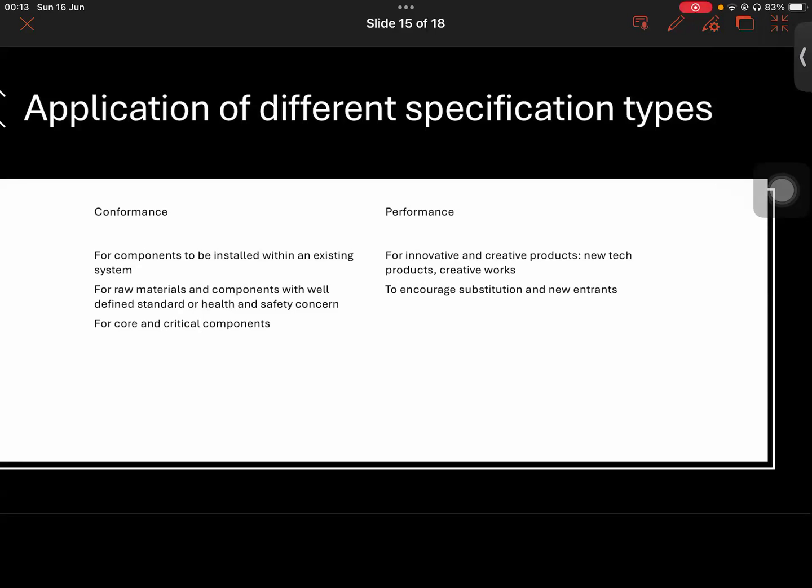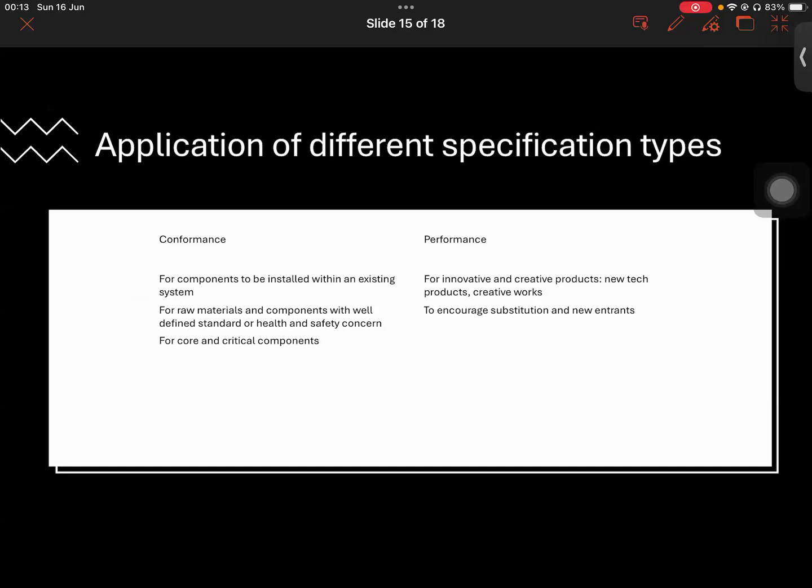So here, I would like to give you some keywords for when you want to decide the correct answer in a certain scenario. With conformance, the concern would be about the fitting of the product, the fitting of the component or materials, or we may need to use the standard here. With performance, it prioritizes innovation, creativity, substitution, new entrants, okay, improving the buyer's power when negotiating with the monopoly supplier, and so on.